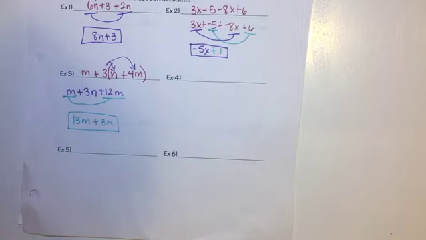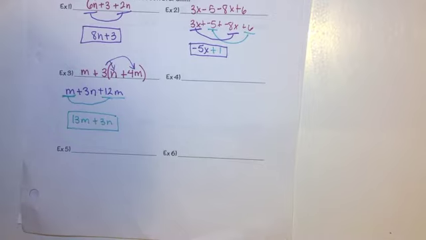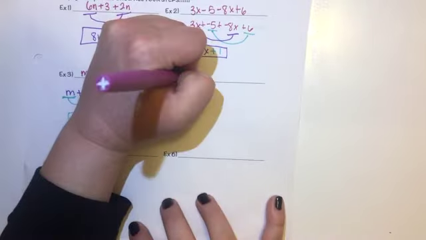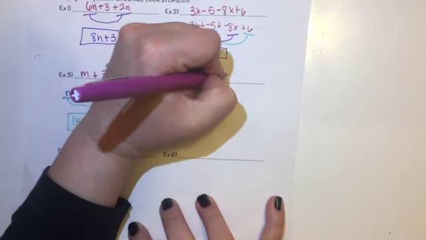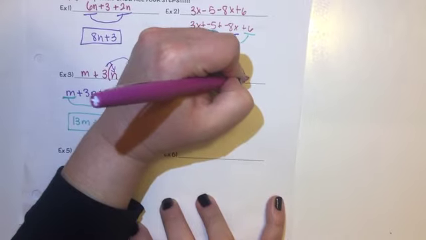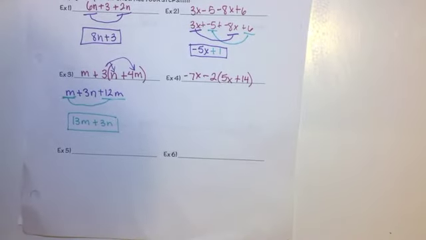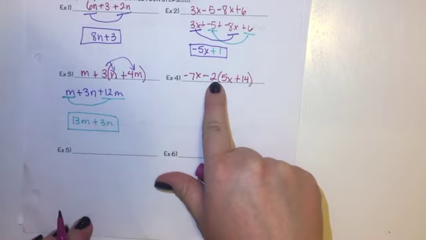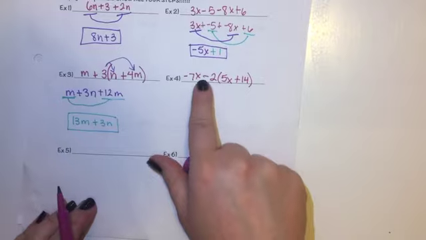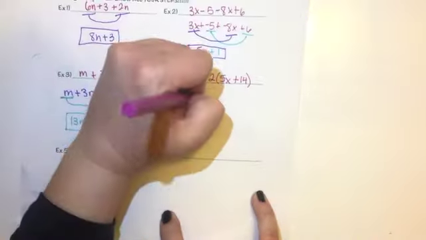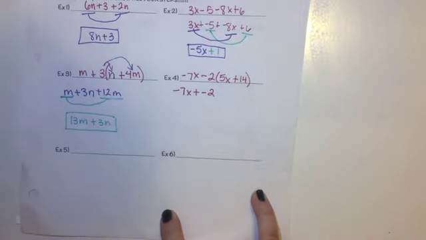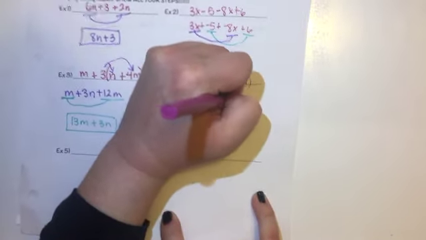All right, let's move on to example 4. Example 4 gets a little bit harder because now we're going to be using the distributive property with negatives. So we've got negative 7x minus 2 times the quantity 5x plus 14. The first thing I'm going to do is rewrite my expression, but instead of subtracting 2 times the quantity, I'm going to add negative 2 times the quantity. So I've got negative 7x plus negative 2 times the quantity 5x plus 14.